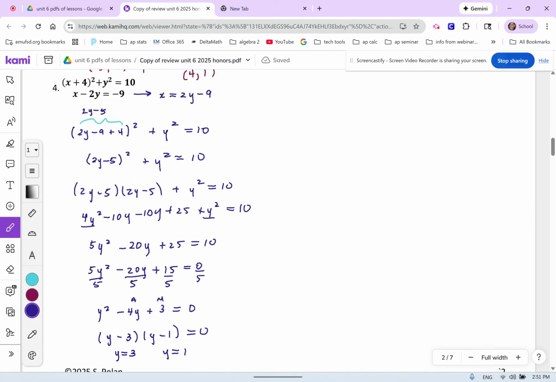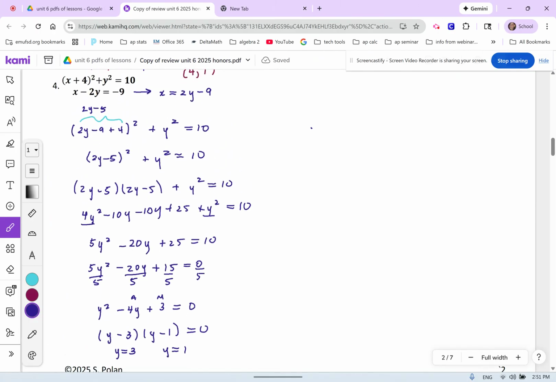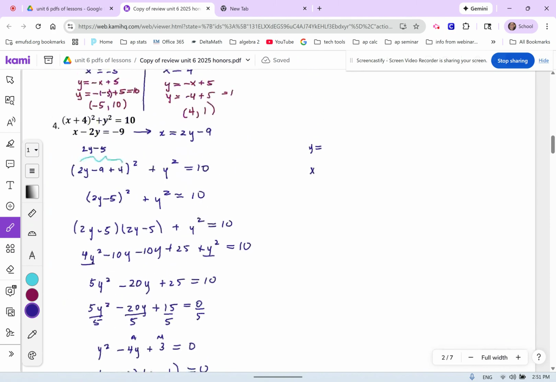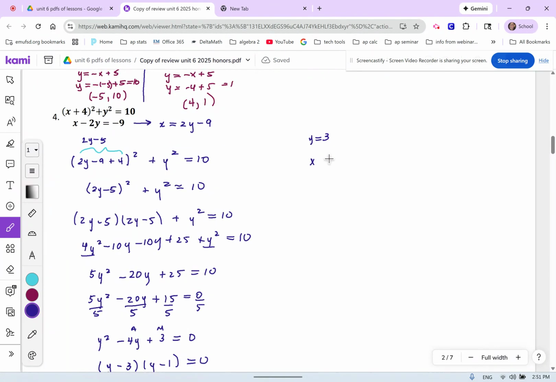But now I have to find the corresponding x variables in this case. So when y is equal to 3, I'm going to rewrite that linear equation here. I get x is equal to 2y minus 9. X is equal to 2 times 3 minus 9. X is equal to -3. So one solution is -3, 3. Notice you have to put that -3 first because that's the x.